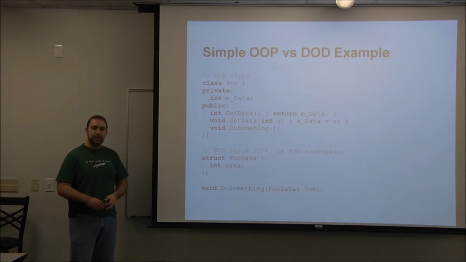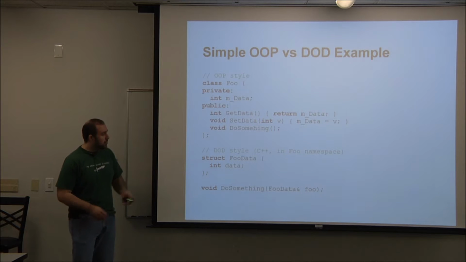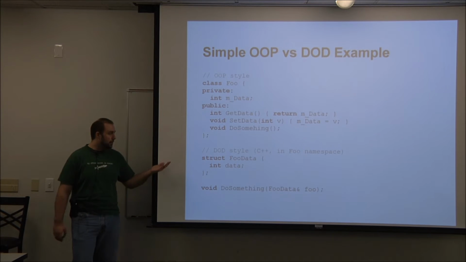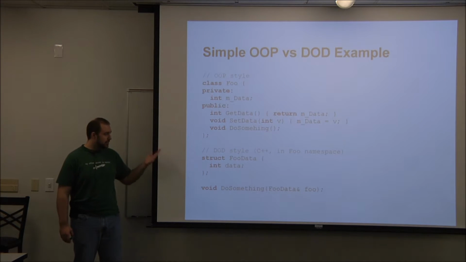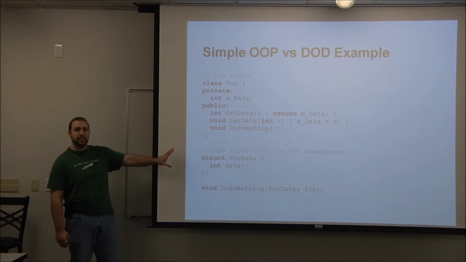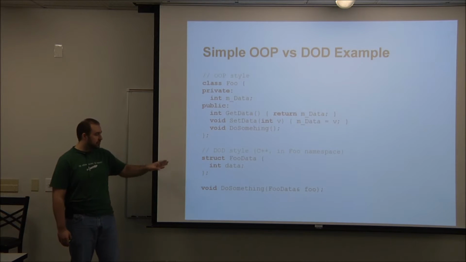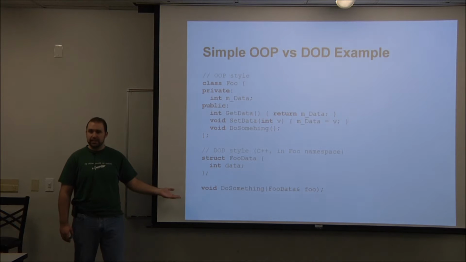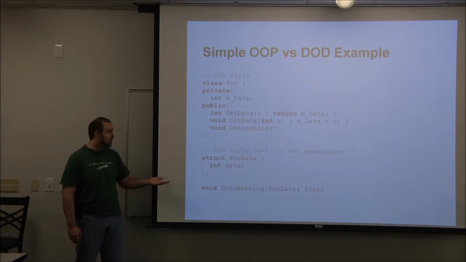If we're going with a data-oriented design style, we're using almost a straight-up C-style approach. We've got just a plain struct, it's got its data, and that's it. We are done with the data. There's no methods, no logic, nothing special here. And then we have some functions sitting around somewhere else that actually manipulate this data.